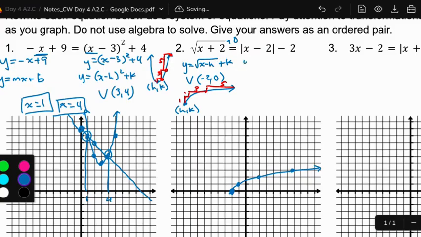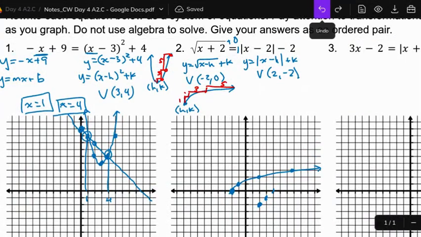For the absolute value, we're going to start with our vertex again, x minus h on the inside plus k on the outside. So it looks like my vertex is going to be at 2, negative 2. And when we graph this one, it's just using your a value, which in this case is a 1, to go up 1, right 1, up 1, right 1, up 1, right 1 all the way. And then you can repeat that pattern going in the other direction.